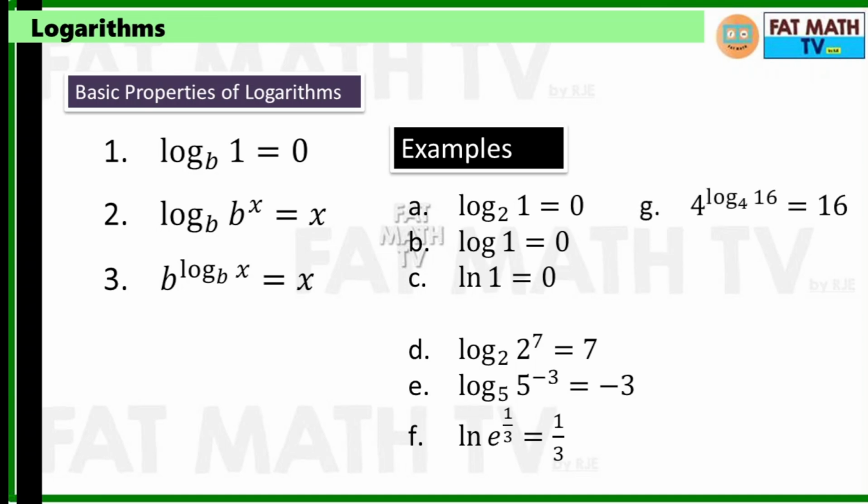4 raised to logarithm of 16 to the base 4 is 16. That is by applying property number 3. 6 raised to the logarithm of 2 to the base 6 is 2. And e raised to ln 3 is 3. So those are the examples of applying the basic properties of logarithms.